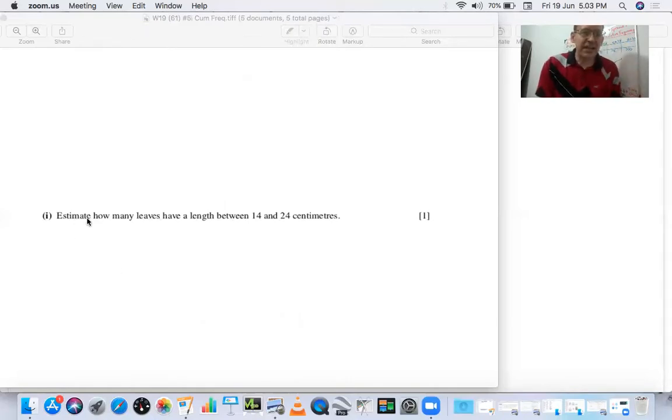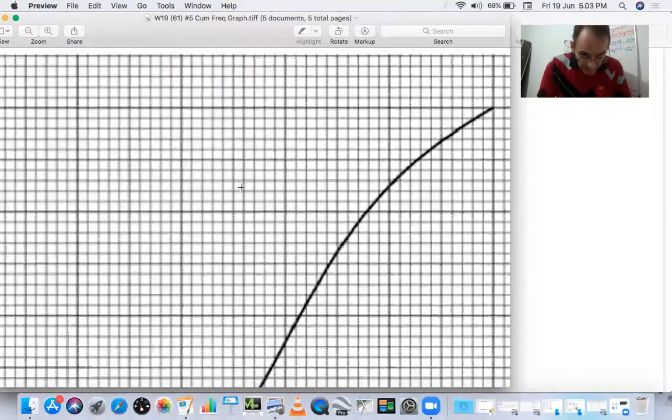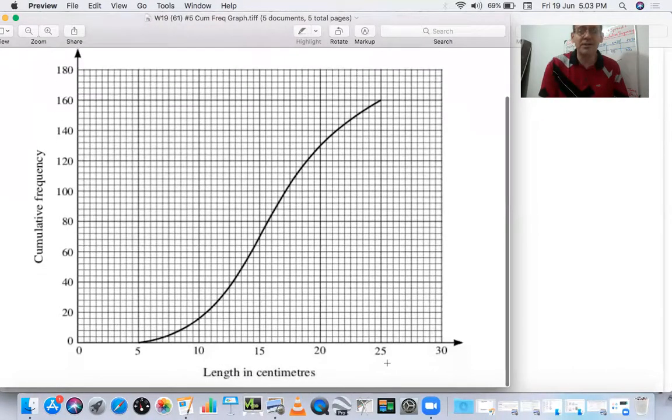Now, here it says, estimate how many leaves have a length between 14 and 24 centimeters? Notice the units is in length. So we need to come back here, and I'm going to expand this a little bit. So we want 14 to 24 of length.